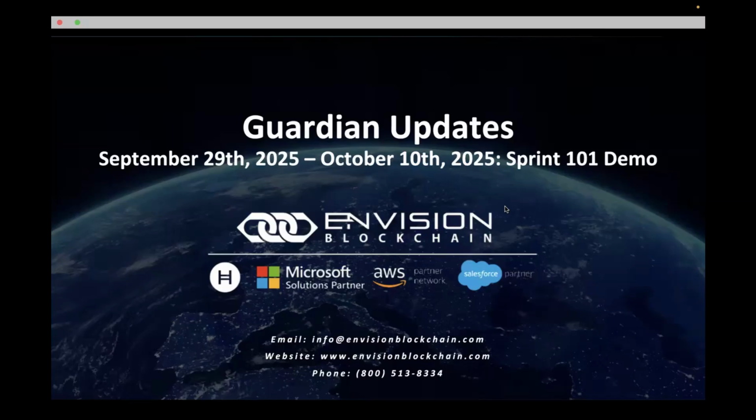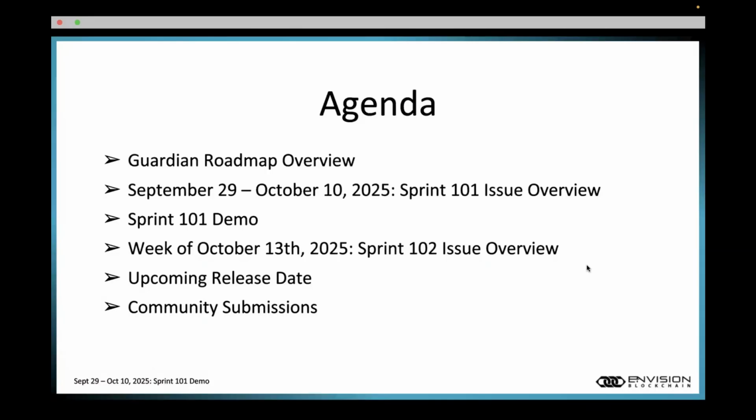Today we'll be giving you the Guardian Sprint update of Sprint 101, which lasted from September 29 to October 10th. So just a quick overview of the agenda. We'll be talking about the Guardian roadmap. We'll be talking about the issues that we tackled in Sprint 101. We'll also be giving you a quick demo on Sprint 101.